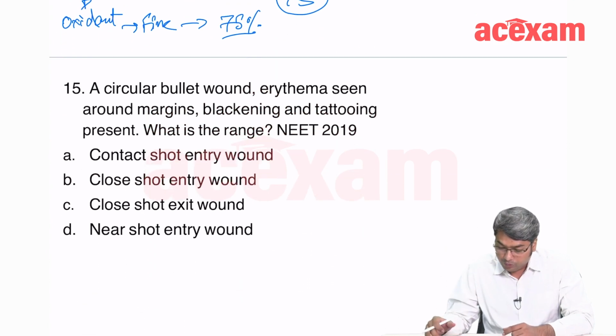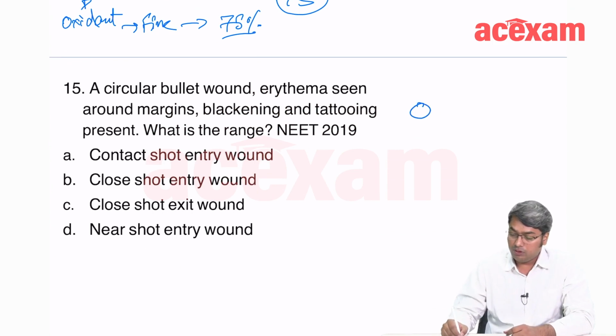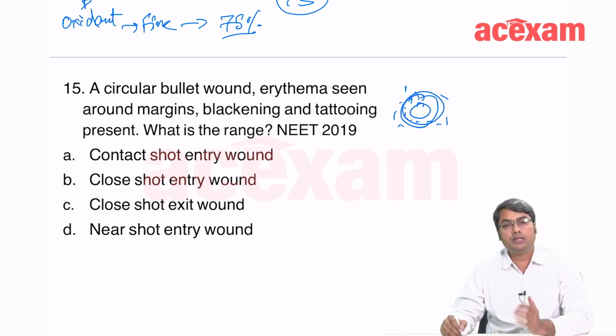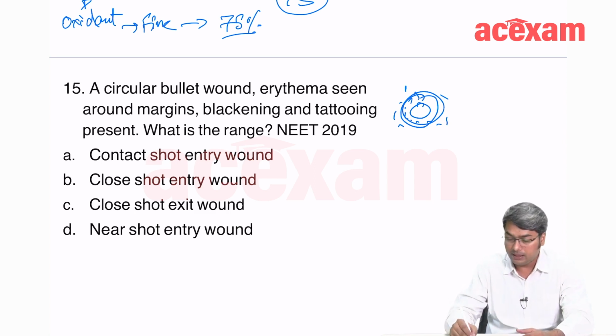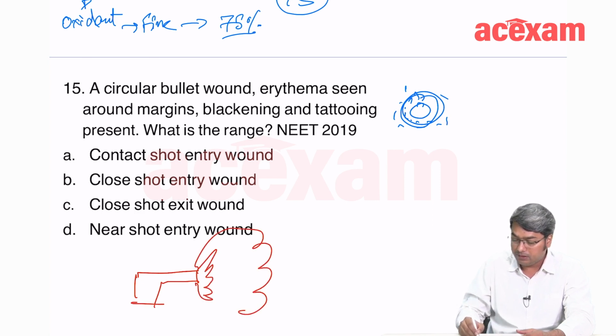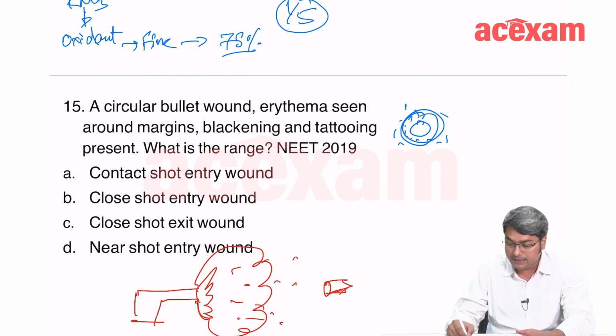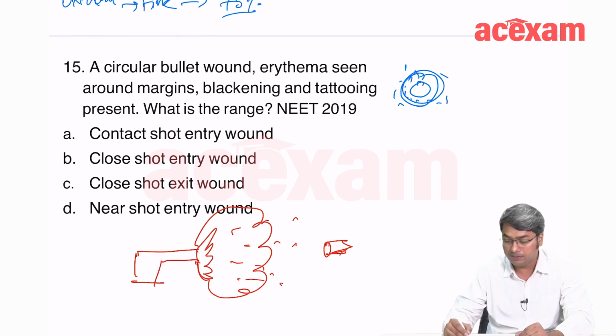Next, a circular bullet wound, erythema seen around margins, blackening and tattooing present. So, this person is staying away from the range of flame, right. If you want to see how he got injured, this is the flame, this is the smoke, these are the unburned gunpowder, and finally this is the bullet. The flame will produce burning and singeing, which is not present here, only erythema is present, which is actually the abrasion color.